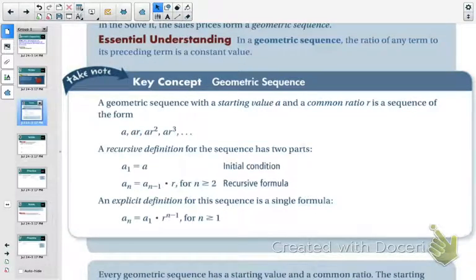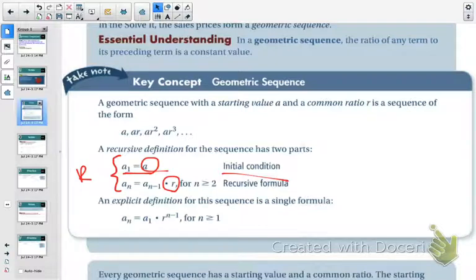Okay. A geometric sequence with a starting value a and a common ratio r is a sequence of the form a, a times r, a times r squared, a times r to the third, a times r to the fourth, and so on. So the recursive formula again has two parts to it. First, you have to say what your first term is, your initial term, and then you say what the pattern is by multiplying by r. So in this case you're just filling in two things, the first term a, and then your common ratio r.